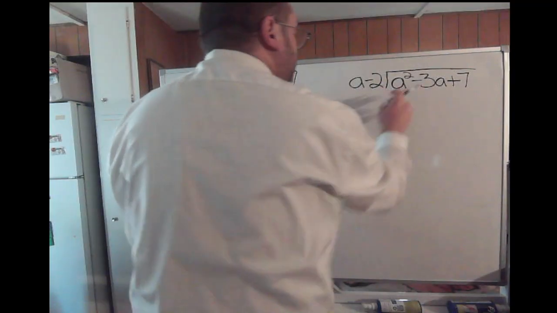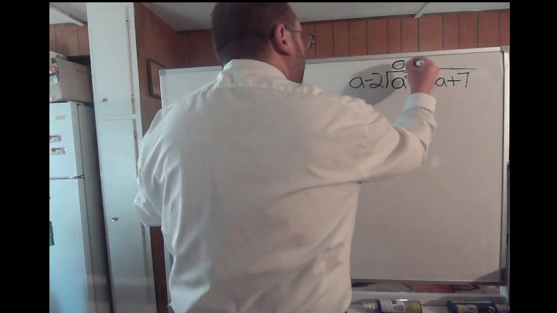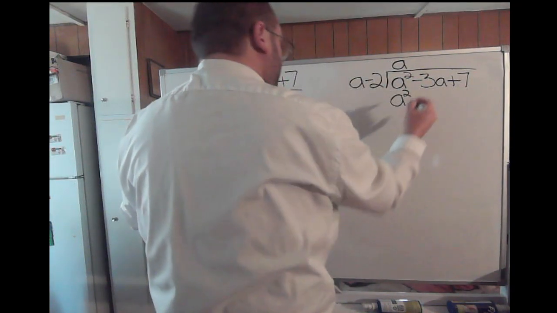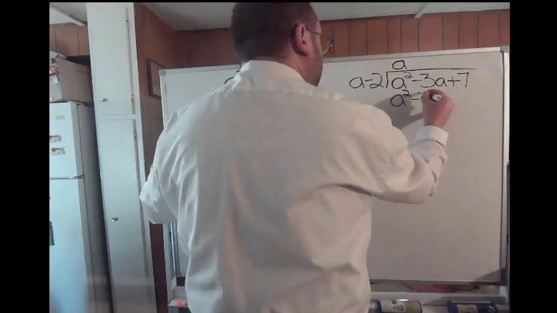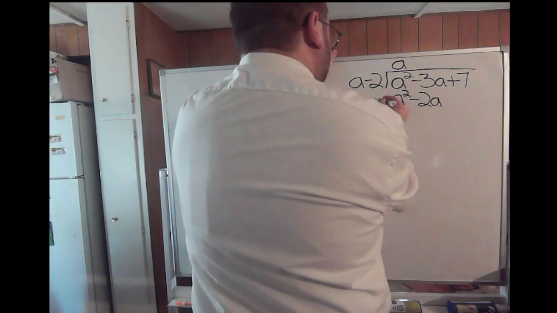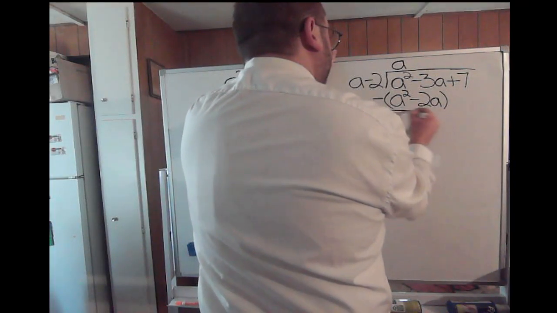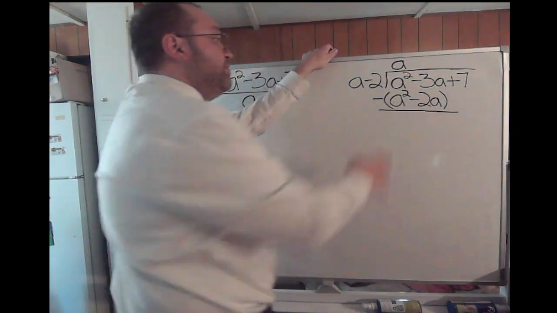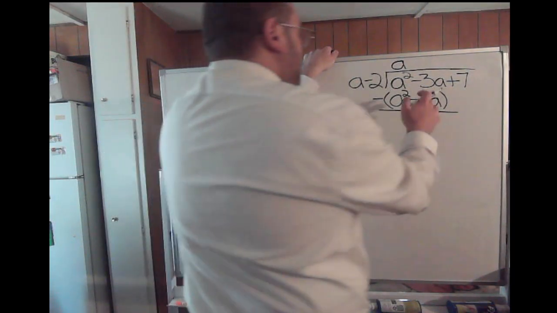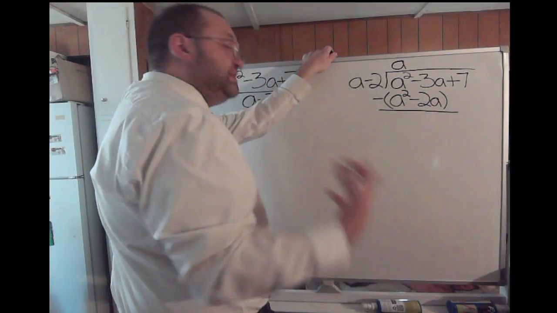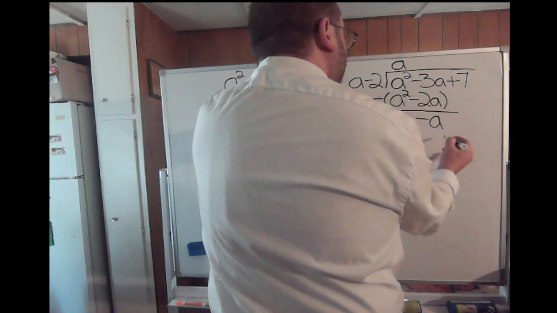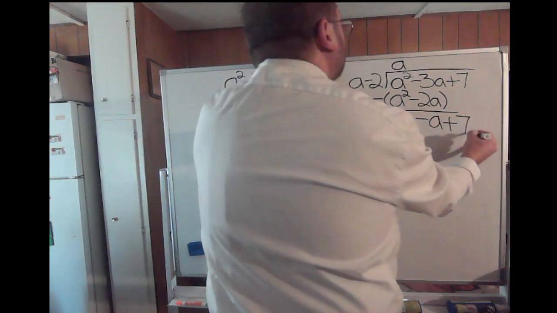Alright, now a times what equals a squared? Well, that would just be a. Alright, a times a is a squared. And then a times negative 2, well, that's negative 2a. So you have a squared minus 2a so far. Now you're going to subtract the whole quantity of what you just got from what's in your dividend. So a squared minus a squared, that's 0. Now negative 2a, that's plus 2a. So negative 3a plus 2a, that's going to be negative a. Then bring down your plus 7 from your dividend.